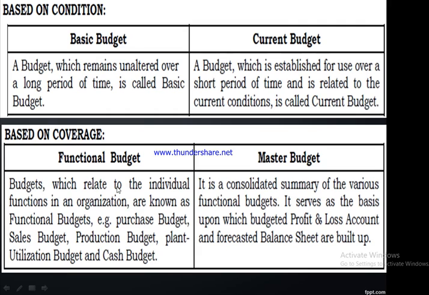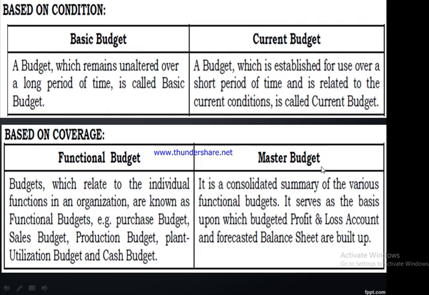Based on coverage, we say it's a functional budget and master budget. Budgets which relate to the individual functions in an organization are known as functional budgets. A purchase budget, normally a procurement department may be asked to come up with. The sales department may be preparing a sales budget. The production department may be asked to come up with a production budget. Like this, if different functional departments prepare budgets depending upon their functional requirement for a given period, we call them functional budgets.